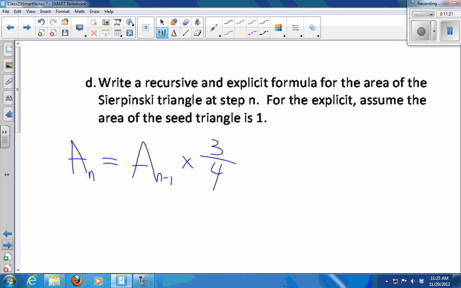So that's my recursive formula. And if I want to write an explicit formula, it's going to be 3/4 multiplied by 3/4 over and over again. So I raise it to the nth, but I need a starting amount, right? Yep, because I said to assume the area of the starting triangle is 1. So we start with 1, and we multiply it by 3/4 over and over again, n times. And the way you represent repeated multiplication is with an exponent. 1 times 3/4 to the n.